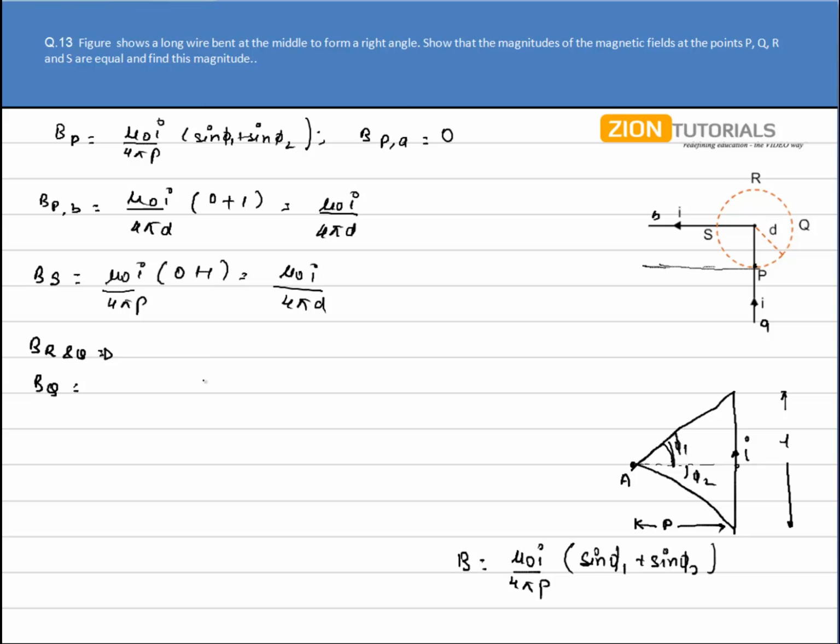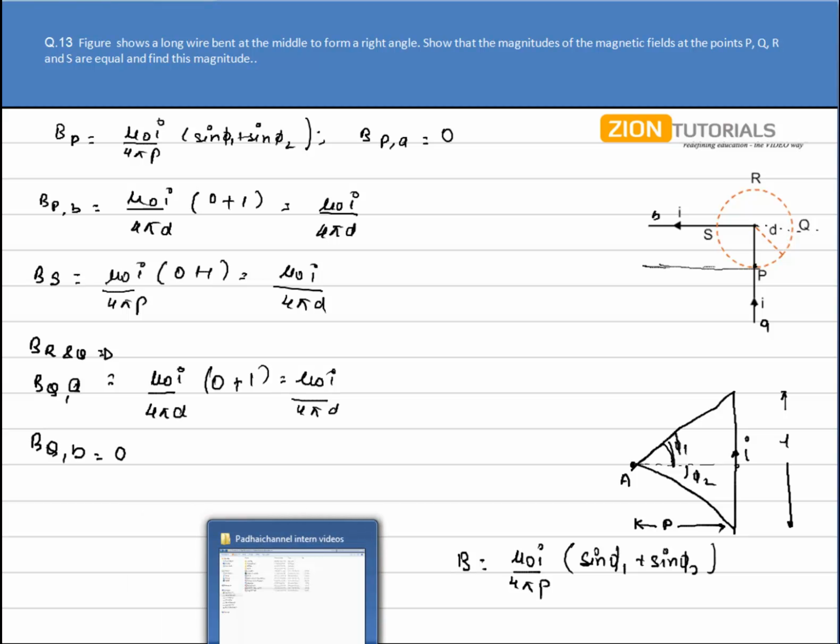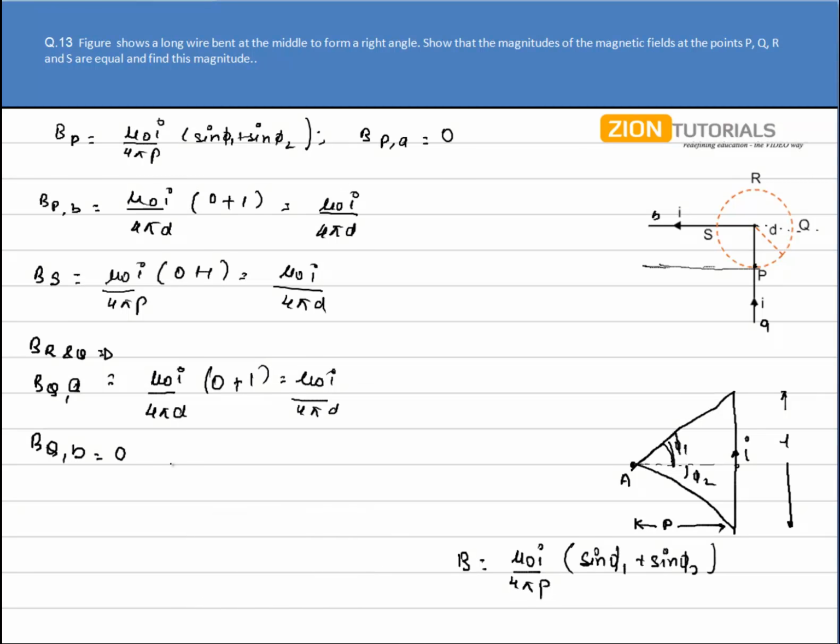Okay, now for point Q, the magnetic field will be given by, let's say, first calculate due to the A part. So I do have mu naught I by 4 pi d into sine 0 plus 1, that is mu naught I by 4 pi d again. And if I calculate the magnetic field at point Q due to B, then it will be 0 again, because again if I extend this via B, then point Q will be lying on it, so magnetic field due to B on Q will be 0 again, and so is for point R.